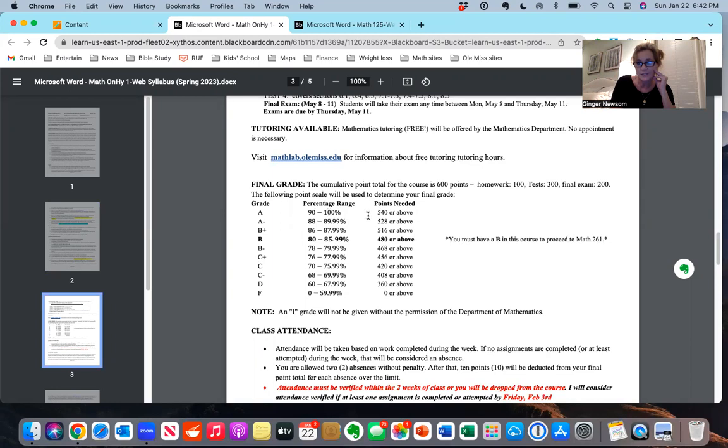This is the percentage range and the points. You don't really have to worry about that till the end of the semester, but this is how it works. We did bump down the requirements for A and A- to help you. Normally an A is, I think, a 92 or 93. But we bumped it down. So to get an A, you have to have 90%. A- is 88, which is normally a B+. And for those of you that need to get a B to move on to the next course, you have to have an 80%.